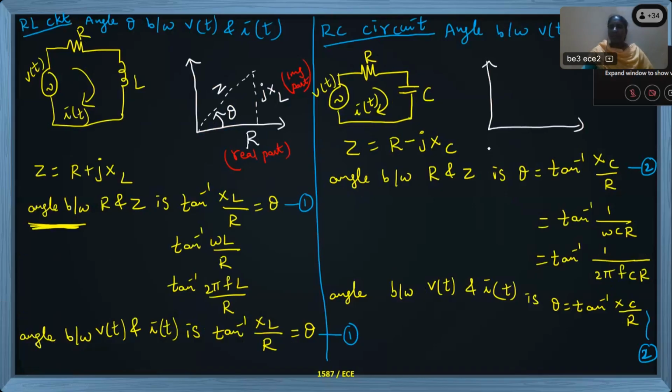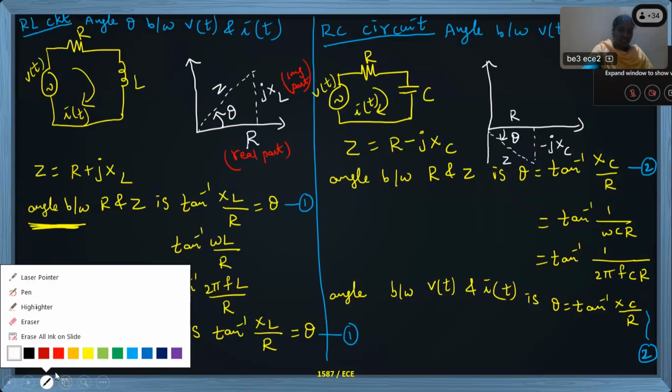Now I am dealing with the RC circuit, so you have to go with the negative y-axis also. R will come on the positive x-axis. Minus jXC will come in the fourth quadrant. This is the hypotenuse, the Z value, and this is the angle between them. This is called the phasor diagram.